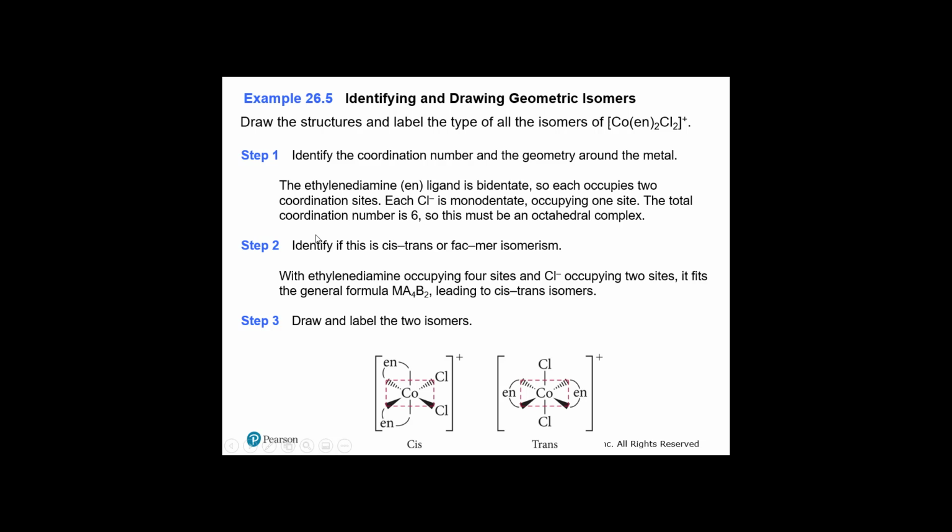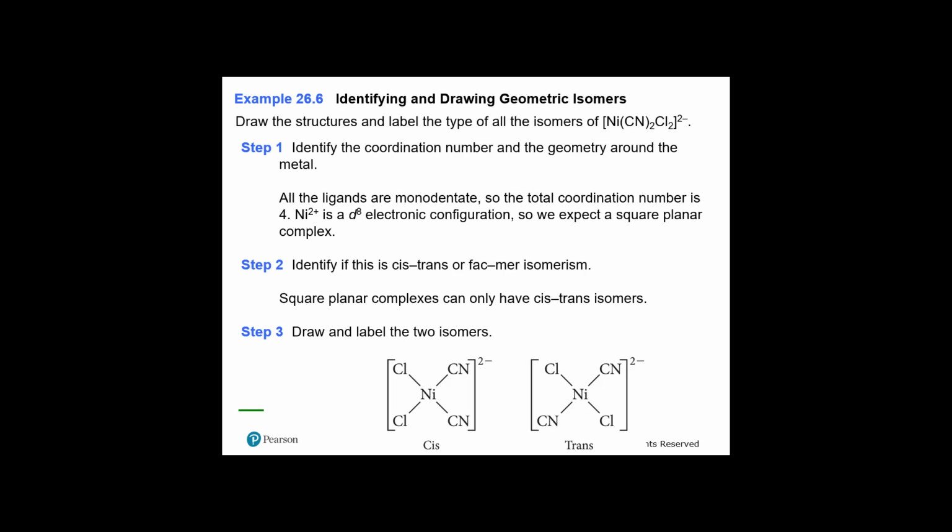So now we need to determine if this is a cis-trans. How do you understand that? Because of those general formulas. That's what's going to tell you which one you're dealing with. In this case, you have to understand that this is actually 4 and not a 2, because each ligand attaches at 2 sites. So you're looking at a cis-trans isomer. You don't need to technically draw these, but you do need to understand how to do step 2 and what you're looking at.